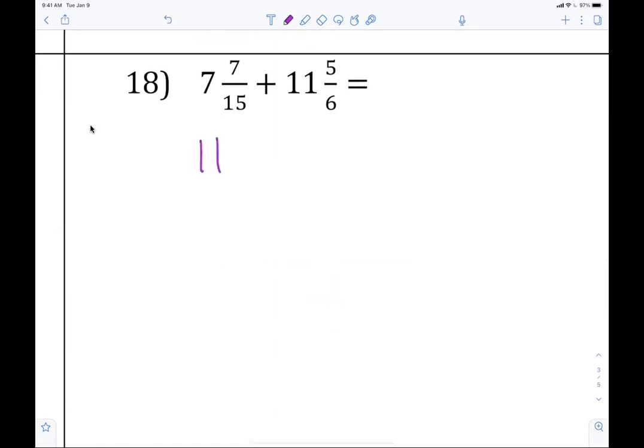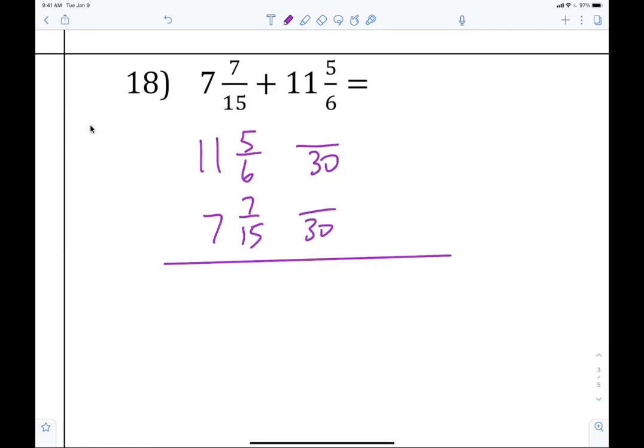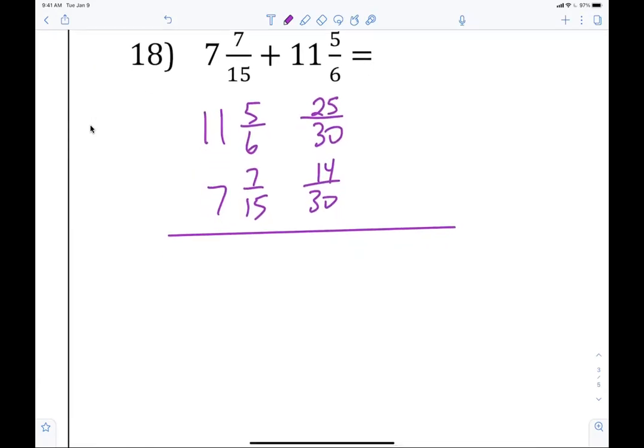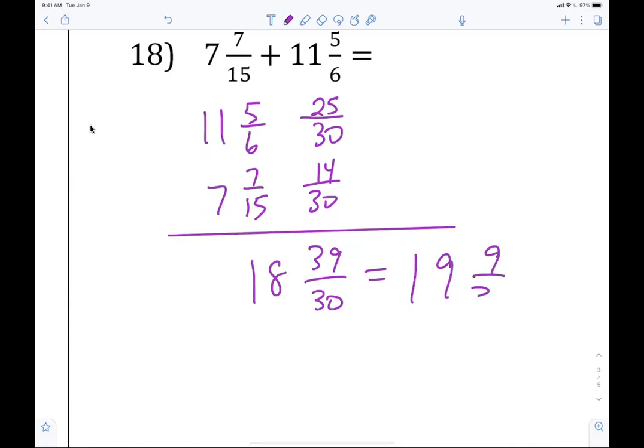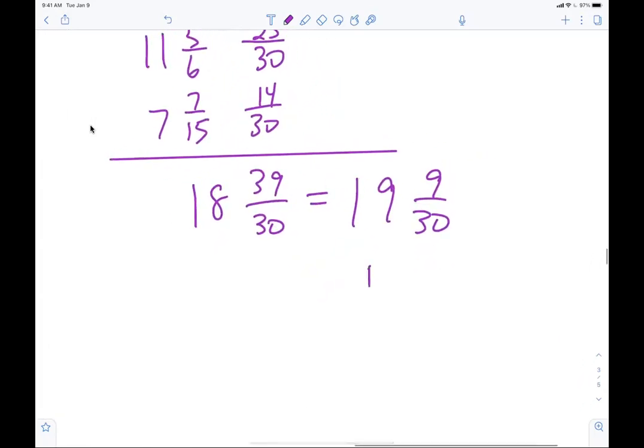Right, so let me go ahead and write it. 11 and 5/6, 7 and 7/15. Common denominator is 30. So the first fraction becomes what? 25 over 30, and the second one becomes 14. Yes. Brilliant. You would add it, and we get what? 18 and 39. That's exactly correct. And then you would get to 19 and 9/30. And then you would simplify it to 19 and 3/10.